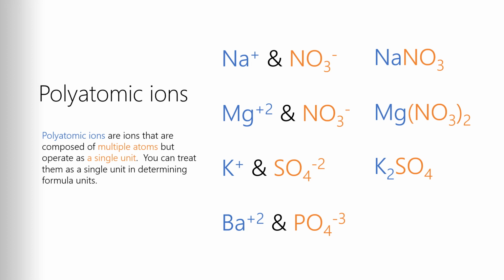And put the last one in, same idea as last time. Barium +2, phosphate -3. So we're going to get the barium 3, and then I need 2 of the phosphates, so I put the phosphate in parentheses.